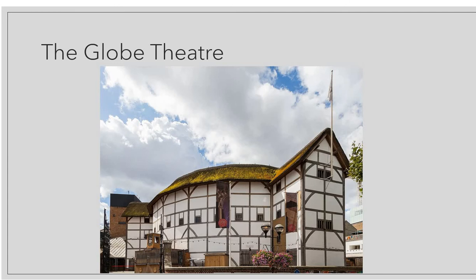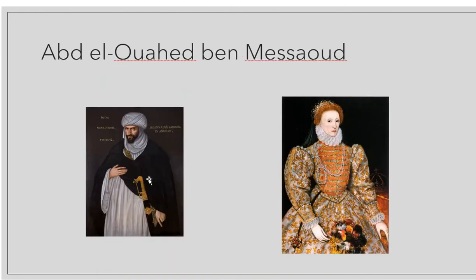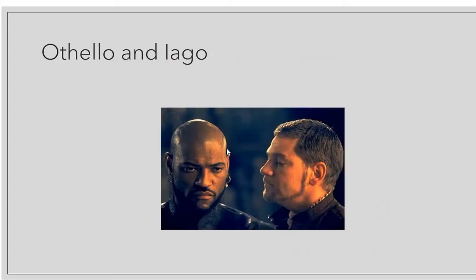Now, we don't know for sure if he met Shakespeare, but it seemed to have been very, very likely. And what appears is that the main character of Othello, okay, may have actually been based on Abdul Wahid, okay, because the main character of Othello is a Moor. This is him on the left, played in a movie in the 90s by Lawrence Fishburne.